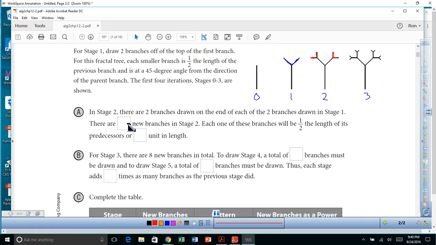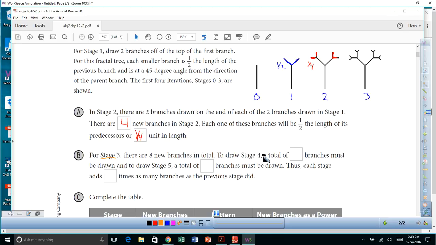There are 4 new branches in stage 2. Each one of these branches is half the length of its predecessor, or 1/4 unit length. Remember, this first one here was 1/2. This is 1/2, and that's 1/2 of that, so that would be 1/4. For stage 3, there are 8 new branches in total.